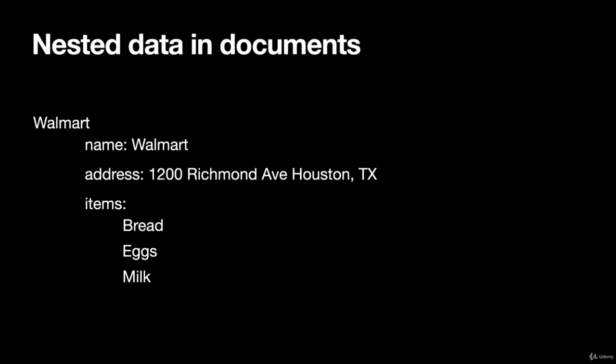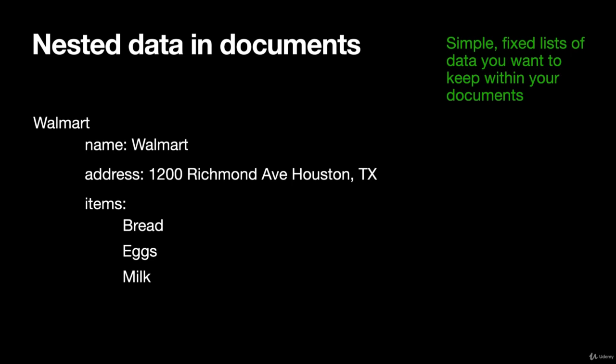Now, there are obviously advantages to this approach. If you have a very simple, fixed list, then you can easily store it, as you can see in our example. But one of the disadvantages, obviously, is that it is not scalable, especially if your data expands over time. So maybe you're adding more and more items to your Walmart. We're talking about thousands of items, not hundreds.